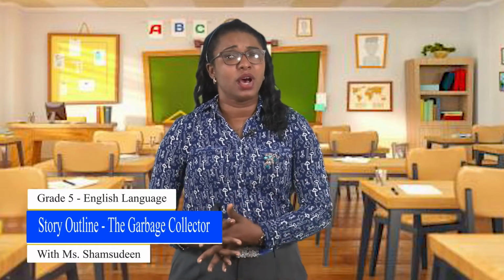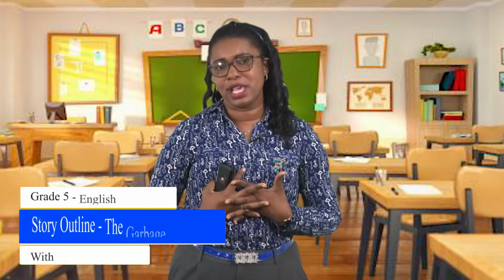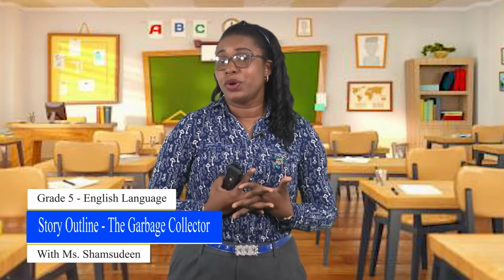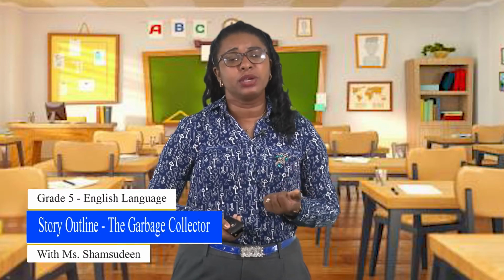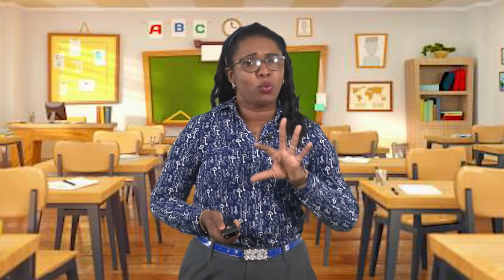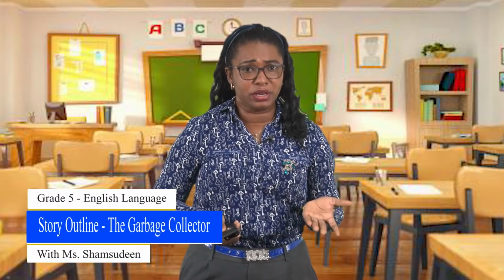Now let's see if we can identify the outline of the story by highlighting the different elements. So we'll use our questioning format. So what is the setting of the story? Now remember, if we're dealing with setting, we're dealing with where and when. So if you review the story, can you remember when it was that this story took place and where?